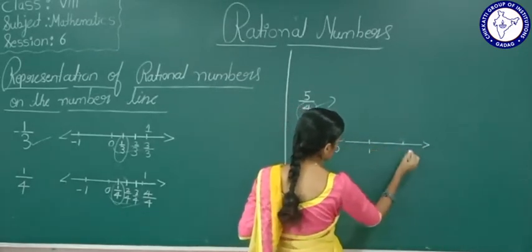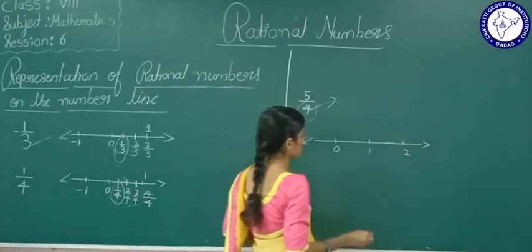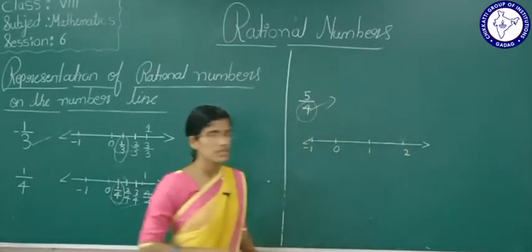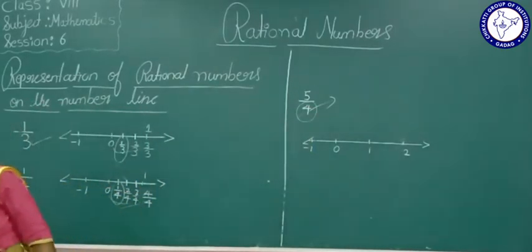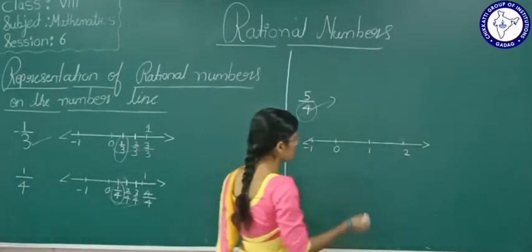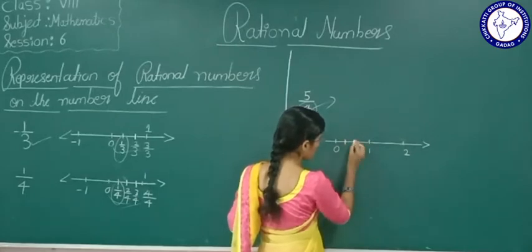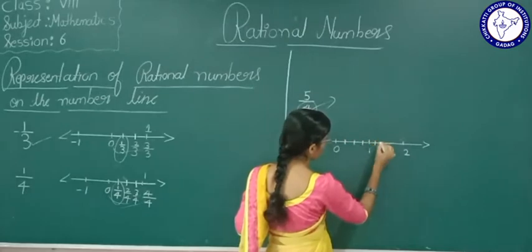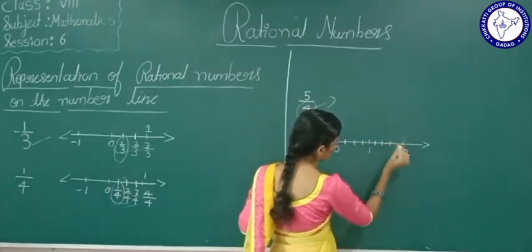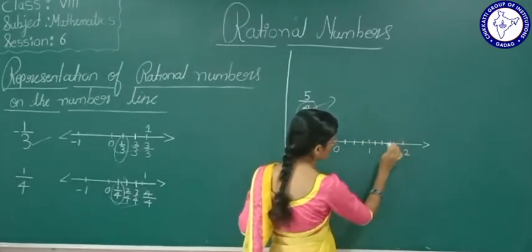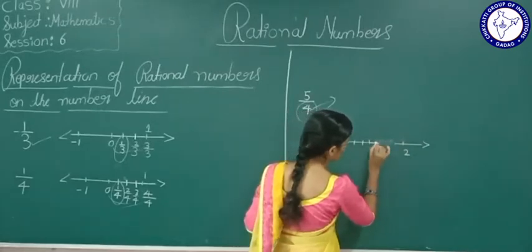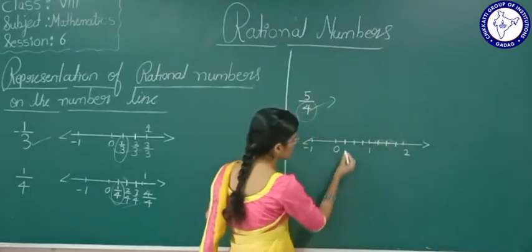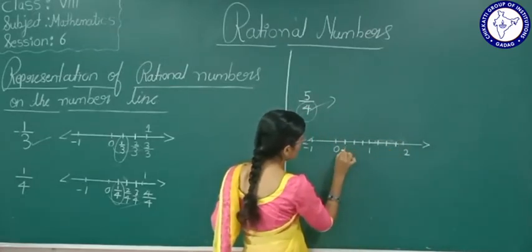Zero, 1 and 2. Here minus 1 will be there. Here the denominator tells us how many equal parts we have to make. It is telling that we have to make 4 equal parts. 1, 2, 1, 2, 3, 4. Again here 4. It should be at equal distance. 1, 2, 3, 4. Now this is nothing but 1 by 4.